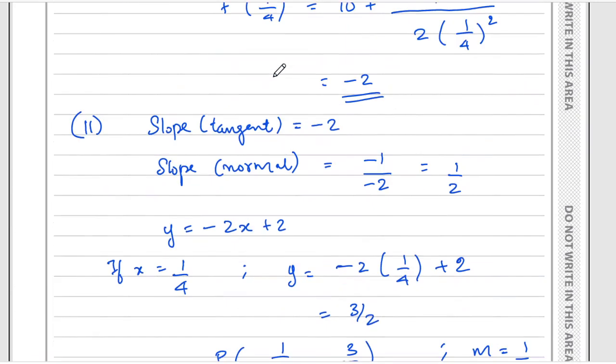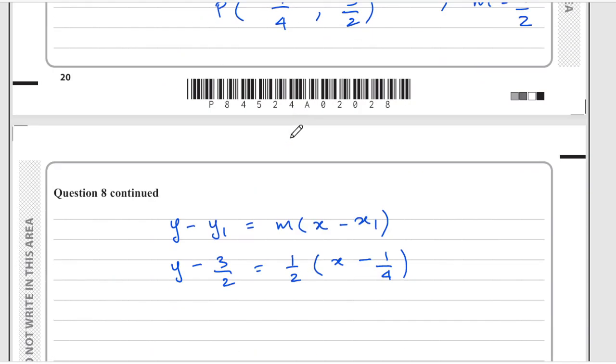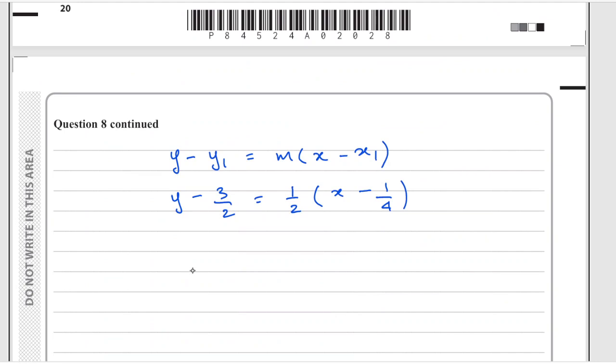Have they asked you to write it in any form? Yeah, in the form of y is equal to mx plus c. So I can just move this term to the other side after expanding it. So y minus 3 by 2 is equal to 1 by 2x minus 1 by 8. So y is equal to 1 by 2x minus 1 by 8 plus 3 by 2.